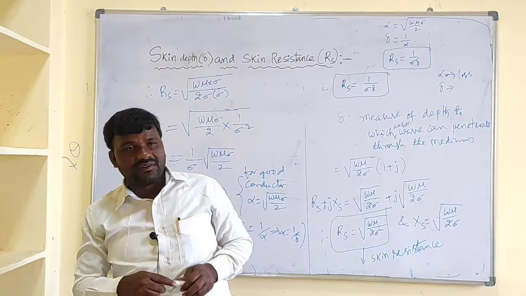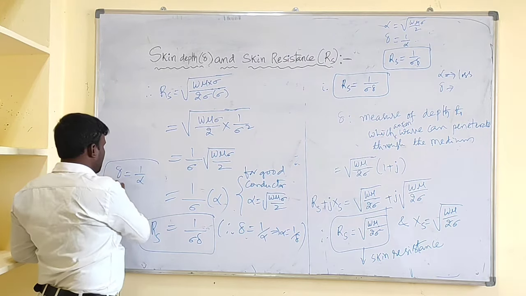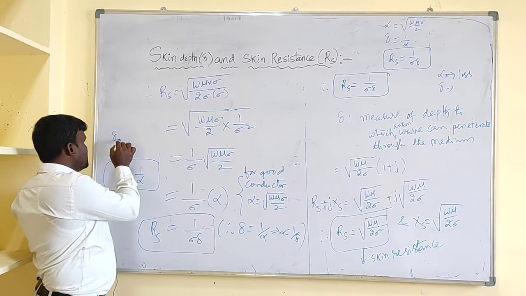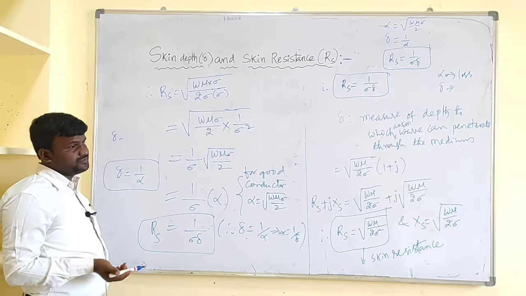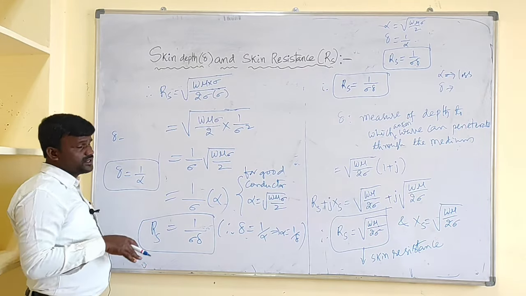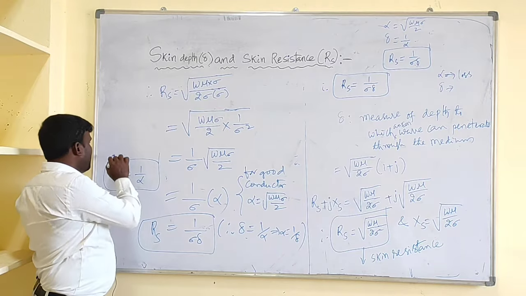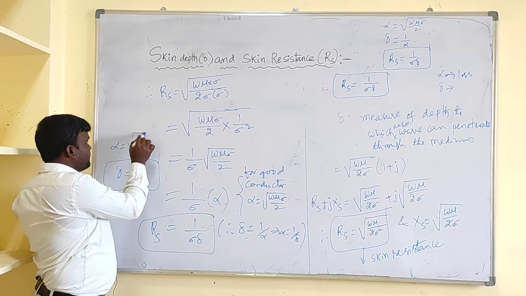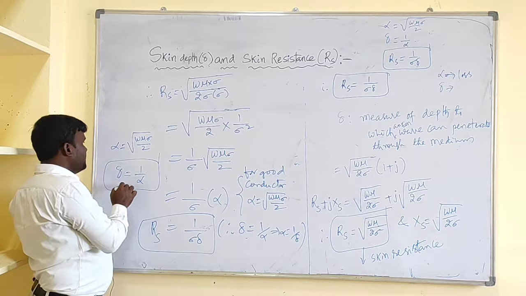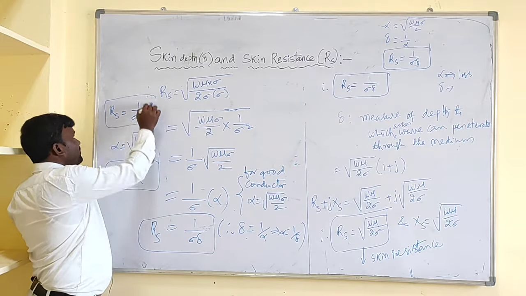Skin depth we can define like this also: it is the reciprocal of alpha, the attenuation constant. Or else, it is the distance traveled by the wave at which the amplitude of the EM wave decreases to a factor of 1 by e. And we have alpha for a good conducting medium as the square root of omega mu sigma by 2, and the relationship between Rs and delta is 1 by sigma delta, which is our skin resistance.